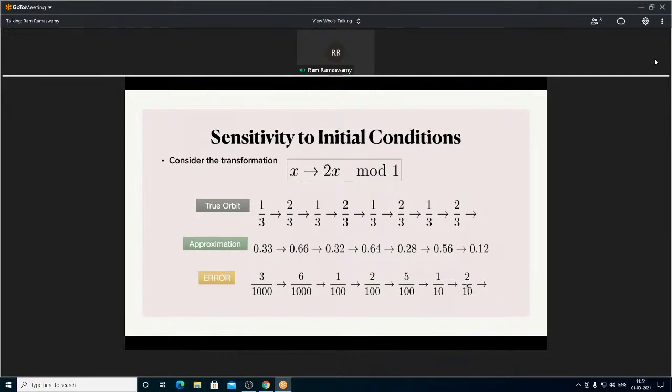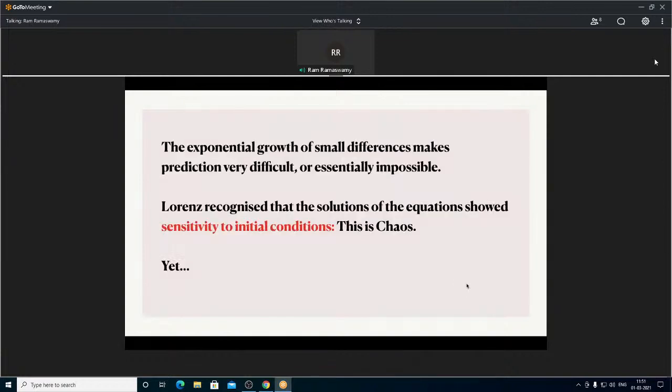Right? So you're going to be absolutely nowhere. You cannot make any kind of prediction because these small differences grow so rapidly you can't predict. This is what we call chaos.